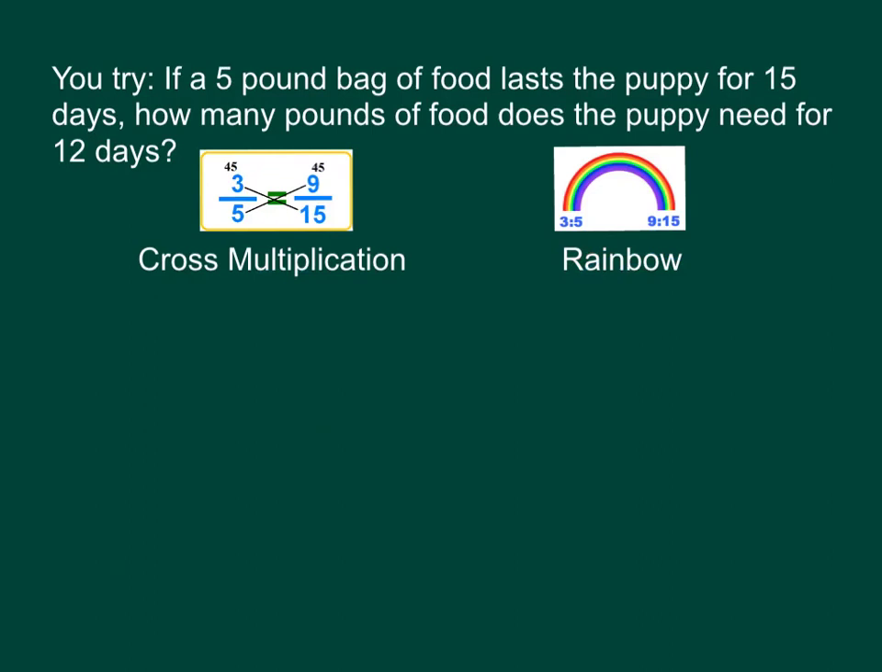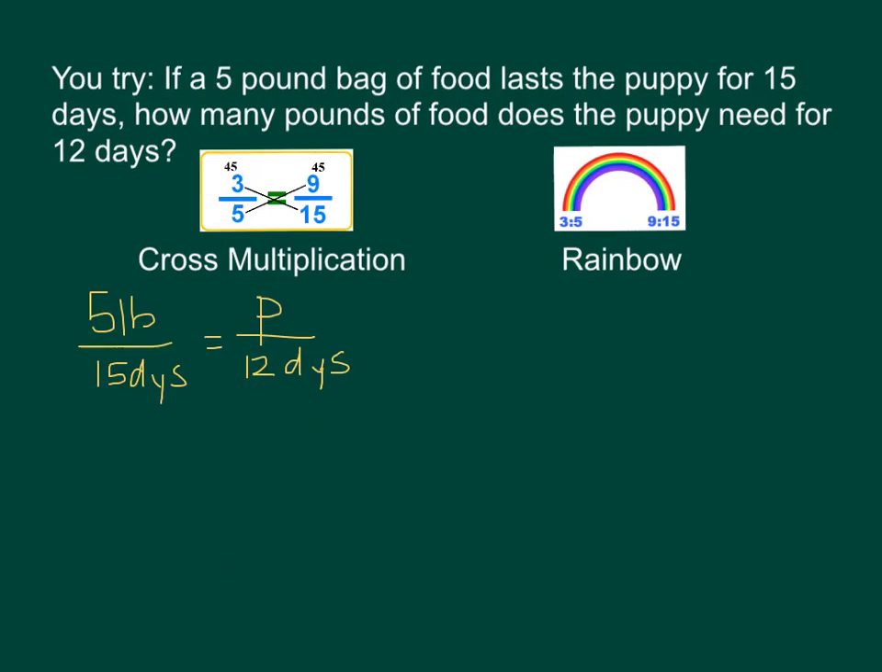So now you try this problem and set it up both ways, with cross multiplication and with the rainbow method. If a 5-pound bag of food lasts the puppy for 15 days, how many pounds of food does the puppy need for 12 days? Go ahead and pause the video, and when you hit play again, the answer will appear.